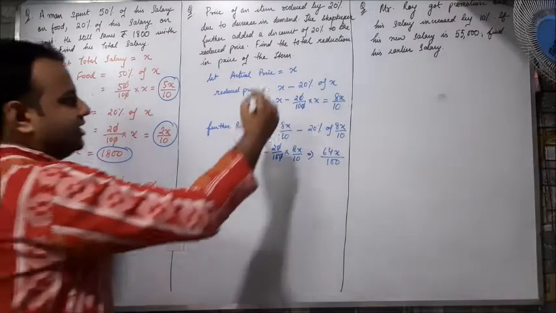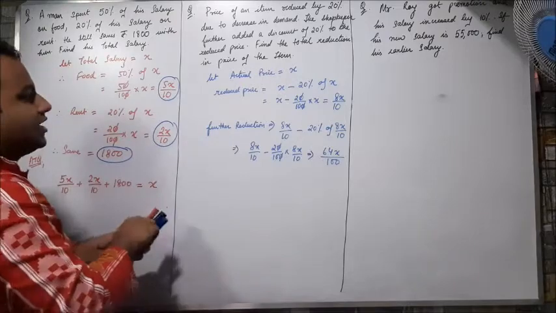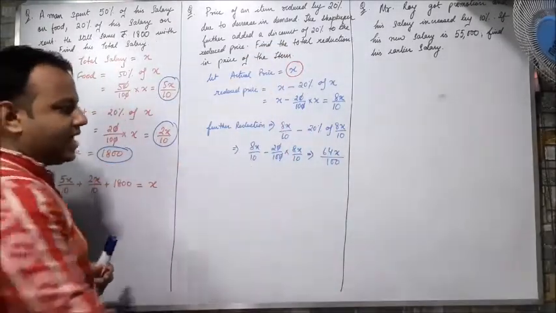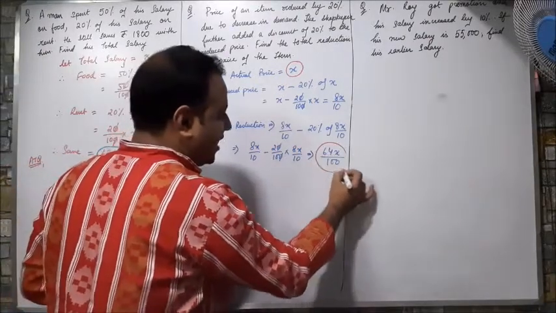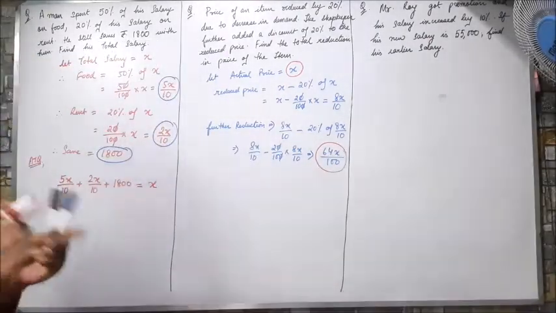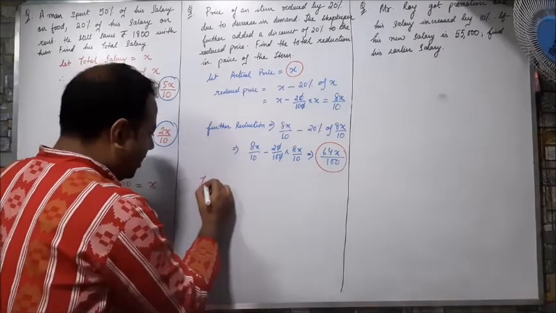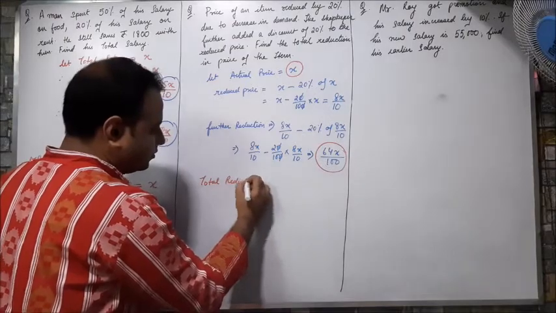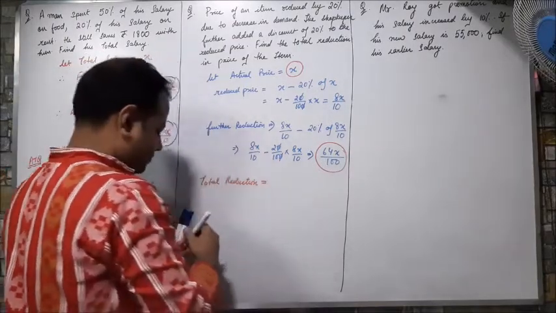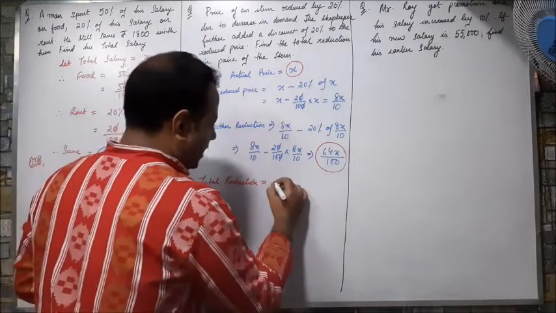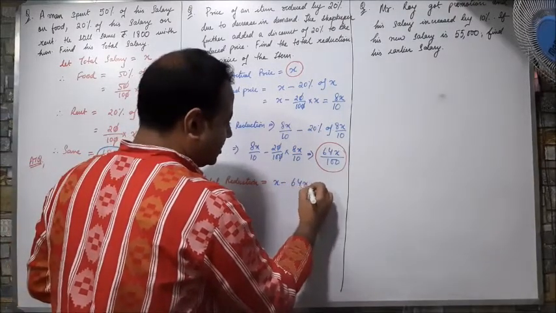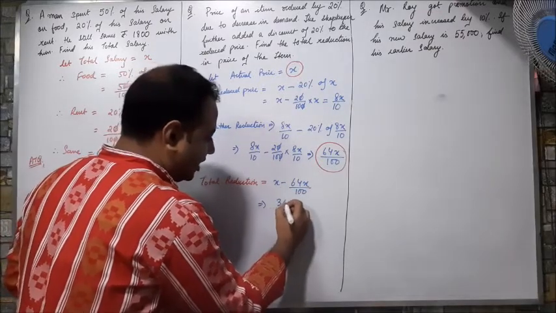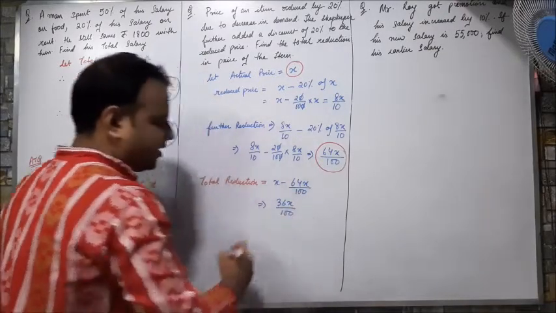Now, this was the actual price from where I started. And this is the final price that I must pay. So what is the total reduction that I am getting? Total reduction is equal to x minus 64x by 100. That is equal to, taking the LCM, 36x by 100.